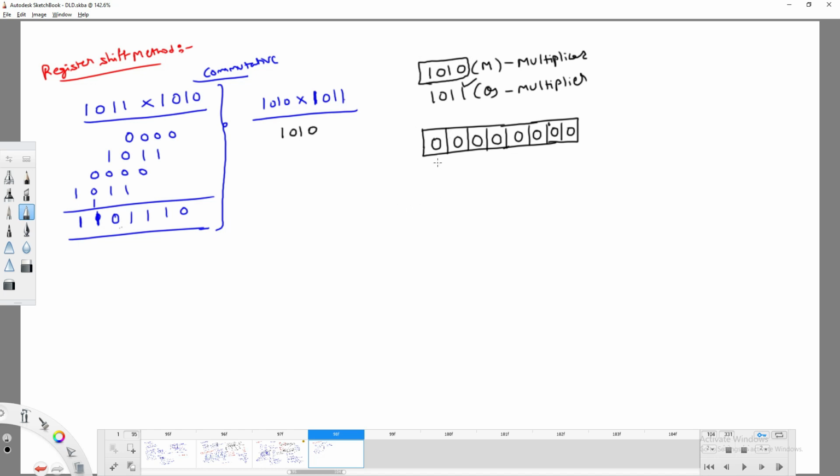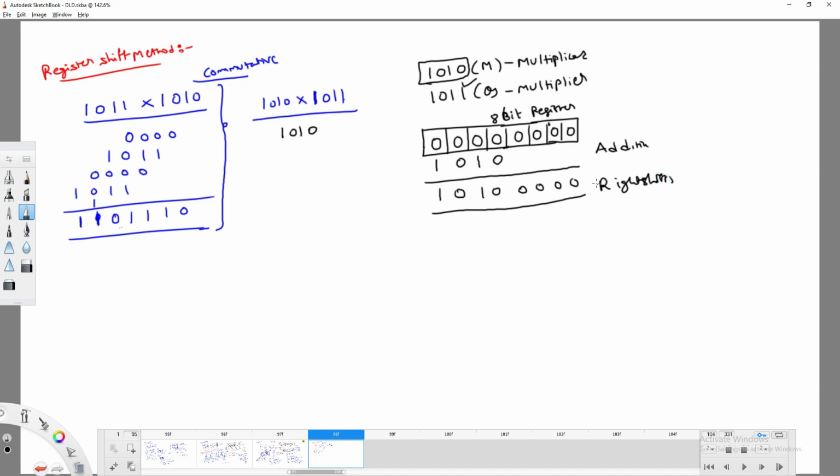Now this 1 0 1 0 I am going to add to the MSB bits of the register. So this is an 8-bit register, 1010, right? So when you perform addition, what you are going to get? You are going to get 1010 followed by 4 zeros. So I did addition, right? After performing addition, you have to make a right shift.